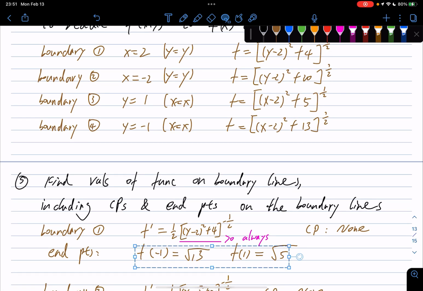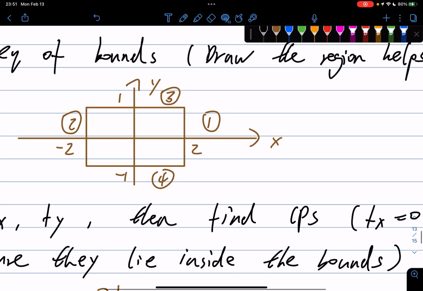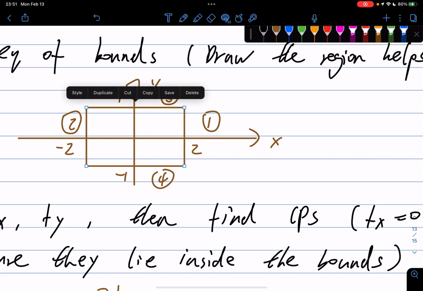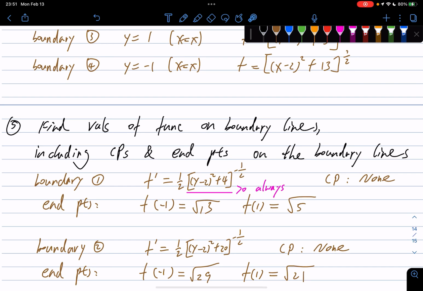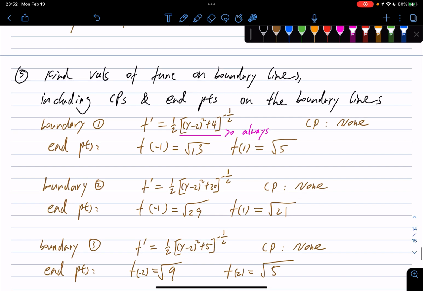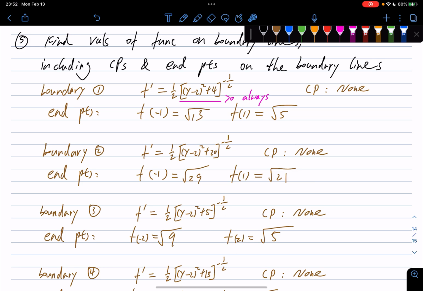So these endpoints, if we go back to our curve, that's why this drawing is so helpful. The endpoints are y equals 1 and y equals -1. That's why I have right here -1 and 1. At -1 we get root 13, and at 1 we have root 5. And you do the same thing for all of them. Again, the expressions are very similar to each other, but you just find the critical points and the endpoints on each boundary curve.